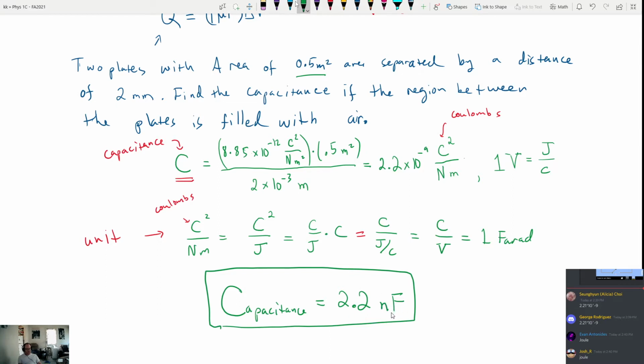Most of your answers in problems and things you're going to be dealing with are going to be microfarads, nanofarads, stuff like that. So yeah. Does this all make sense? Does anyone have any questions? Trying to hammer home the basics here so we can go on to harder things. Any questions? Capacitance is determined by how big the plates are, how close together they are.